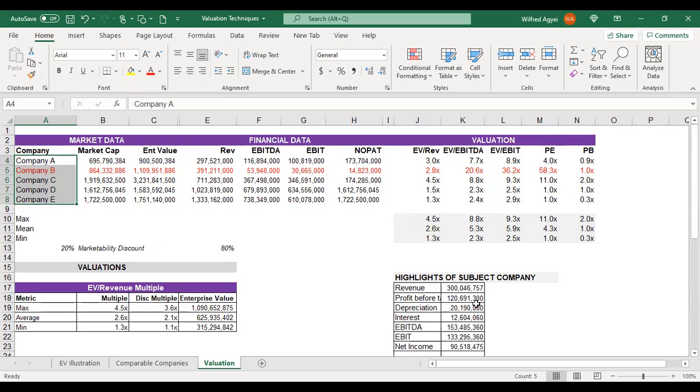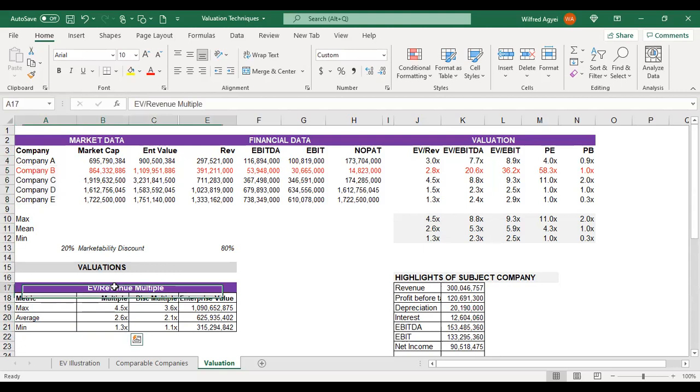But the assumption is that companies that are listed on stock markets are quite marketable compared to their compatriots who are not on the market. So we are applying a 20% discount on all of these multiples in the case of the company that we are trying to value. So these are the multiples.